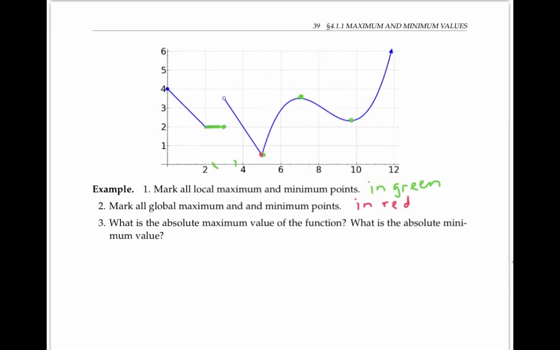So we have all the absolute and local max and min points marked, and now to find the absolute maximum value, well, we just said that there is none, but the absolute minimum value is the y value of this absolute minimum point here, so I'd say that's about 0.5.